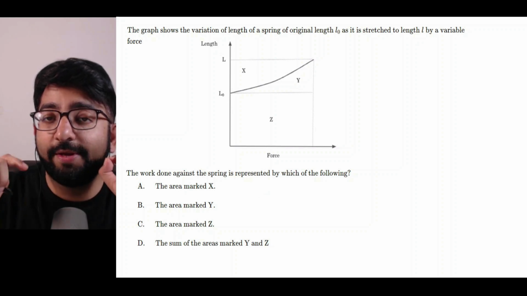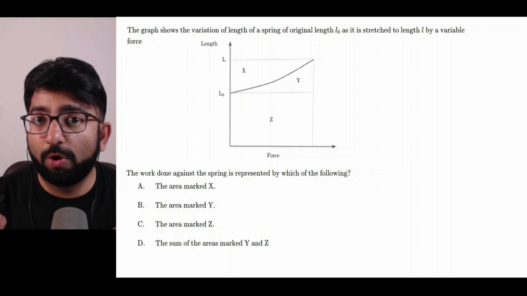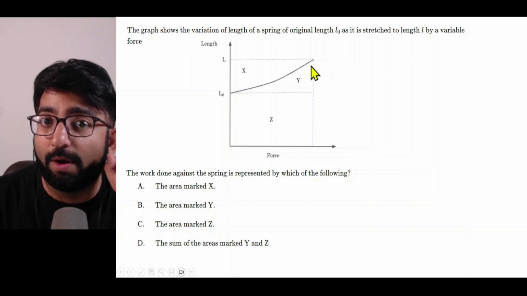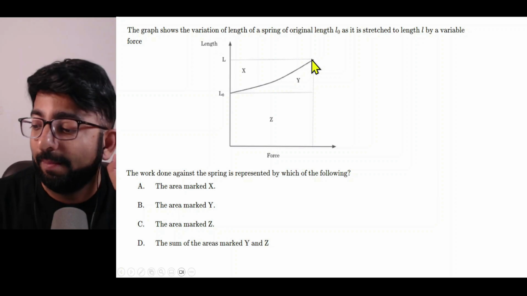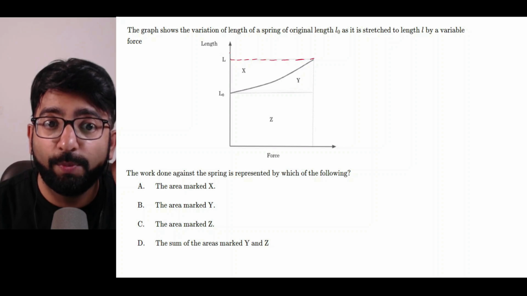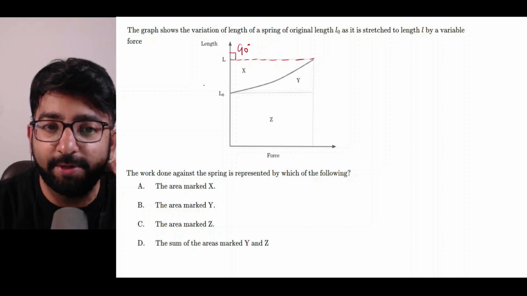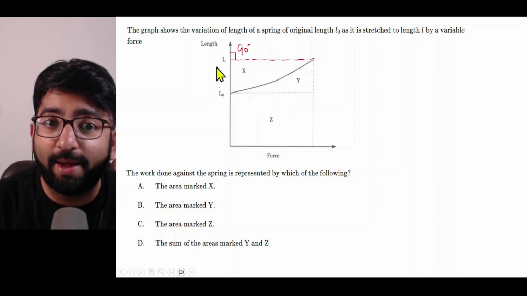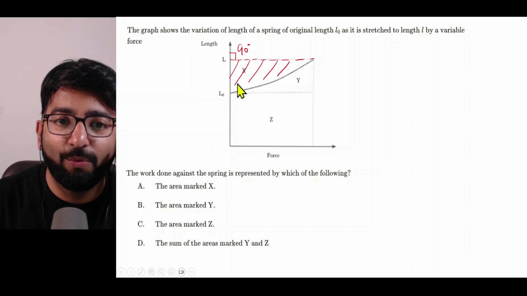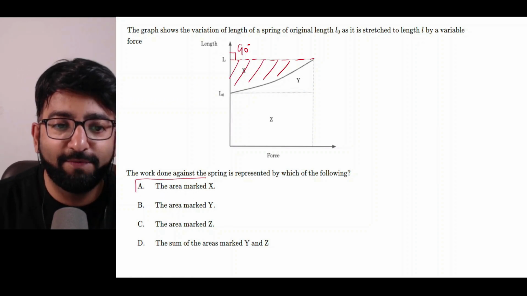Now, work done is always the area under the force displacement graph, but we need to remember the steps. Step one was to draw a dotted line towards the displacement axis. So if I consider the end point of the graph, you need to draw a dotted line, perpendicular to the displacement axis. So this will be that dotted line. This is step one. Step two, we need to shade the region between the graph, the dotted line, and the displacement axis. So this entire region is equal to the work done, which is x. So the answer is the area marked x. A is the answer for this question.